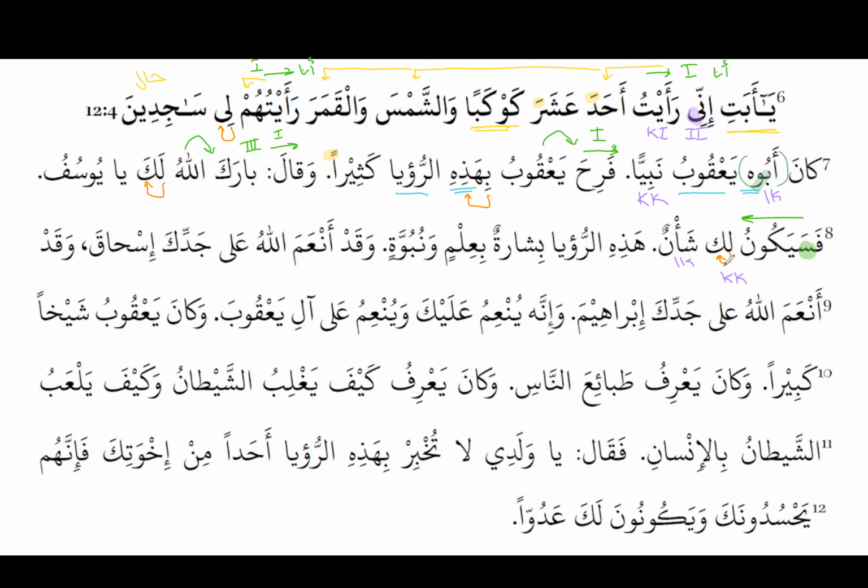هذه الرؤيا بشارة بعلم ونبوة. So what else does he say? He says هذه الرؤيا. So this is a jumla ismiya. We have our mubtada, which is هذه. رؤيا is badal for هذه. بشارة is our khabar. And بعلم ونبوة we have a jar majrur construct, and نبوة is atf on علم. Okay, atf.